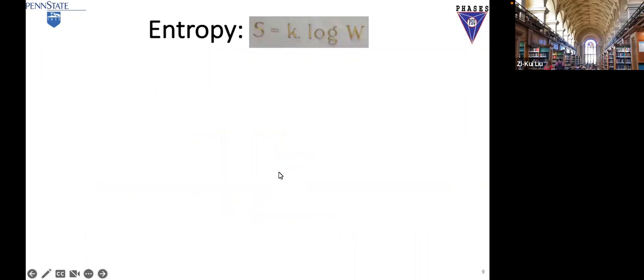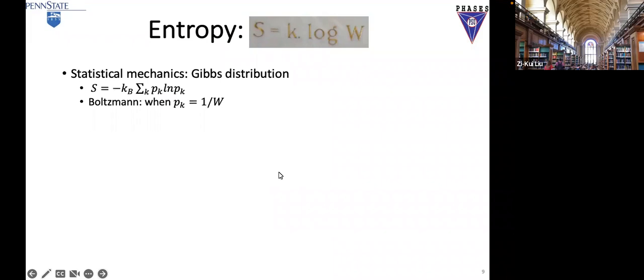Let's look at absolute entropy. We all know this equation from Boltzmann's graveyard: S = k log W. So k is the Boltzmann constant, W is the number of configurations we have. However, this equation is kind of misleading. What we really should have is minus k_B Σ p_k log p_k.